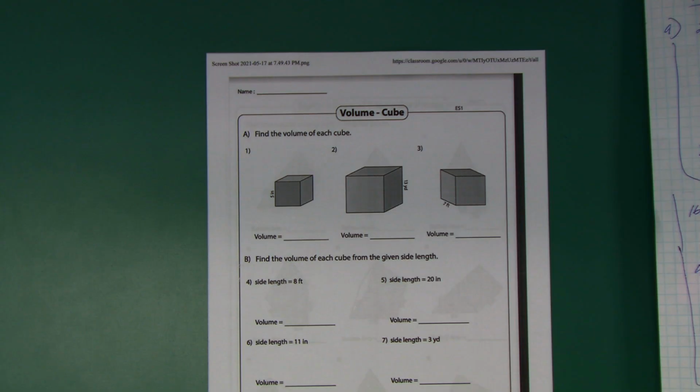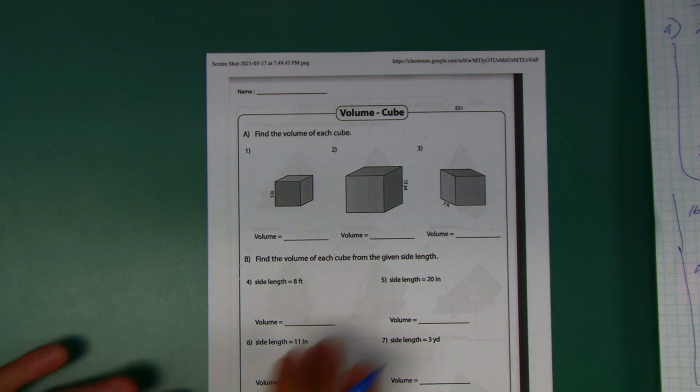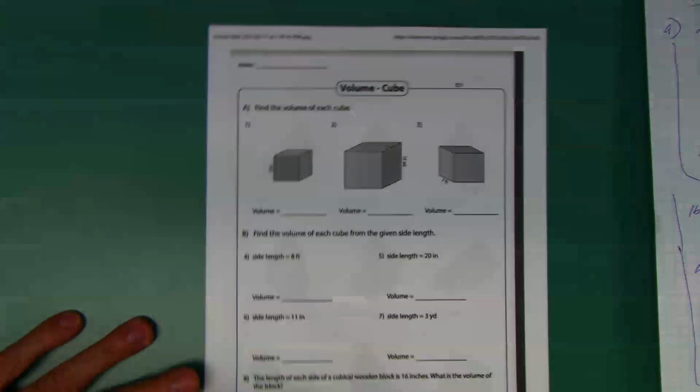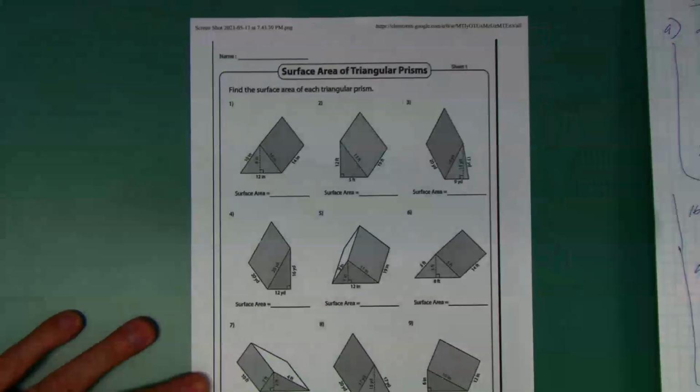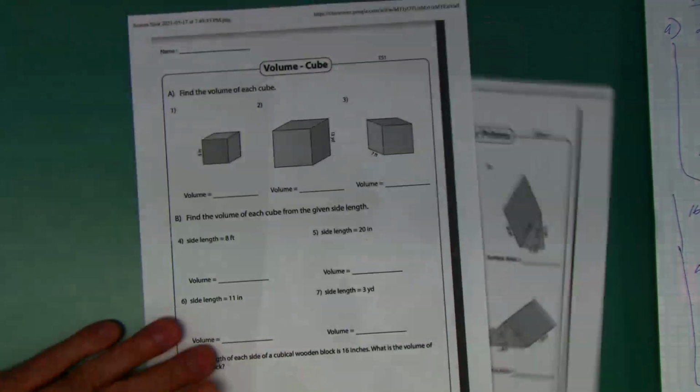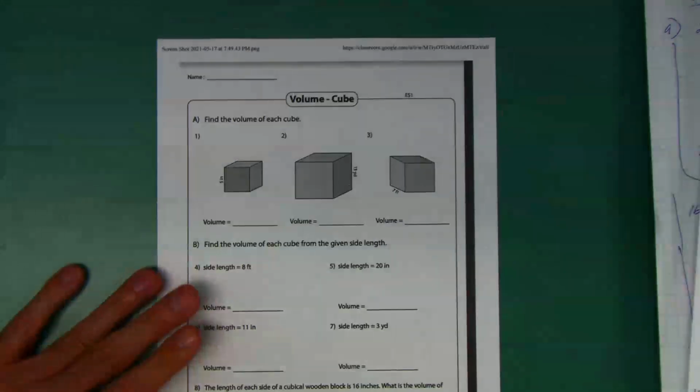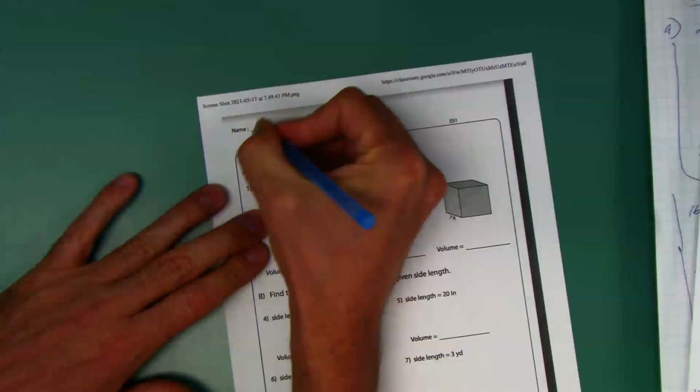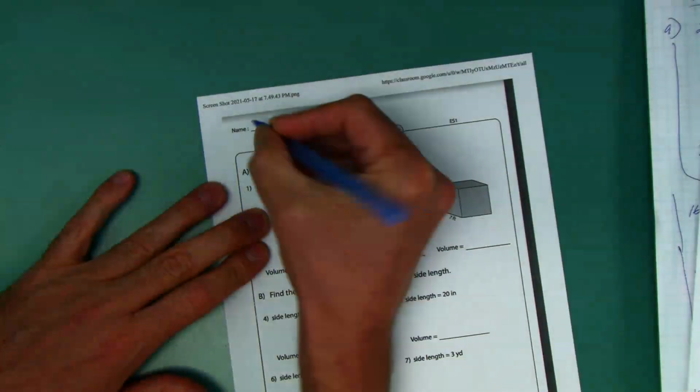Good morning, everybody. Homework today, we're going to be reviewing how to get the volume of a cube and how to get the surface area of triangular prisms. Okay, so the volume of the cube is the easier of the two. Why don't we start with that?